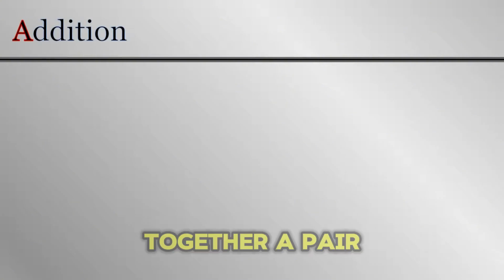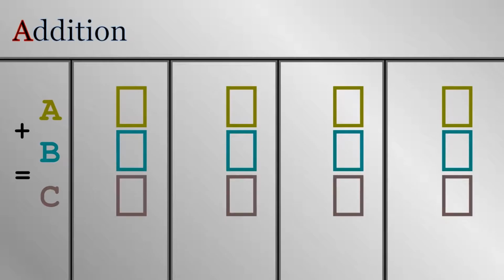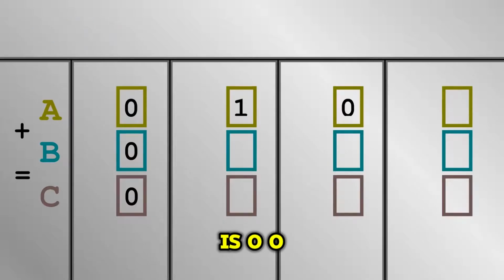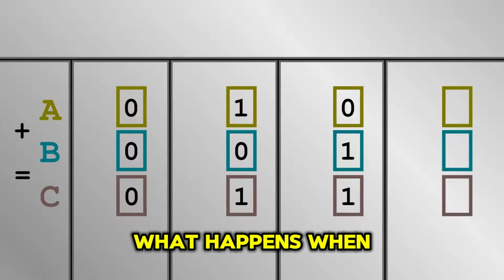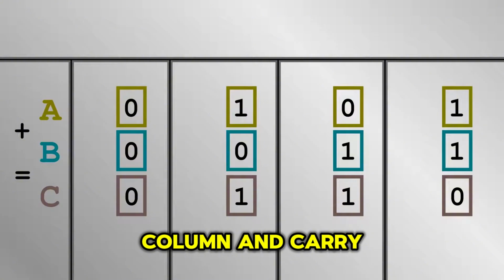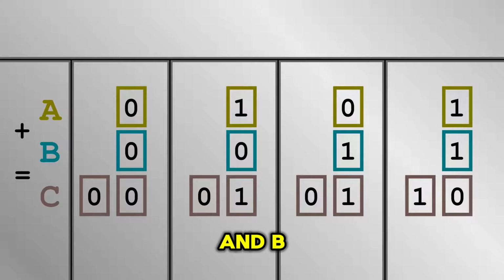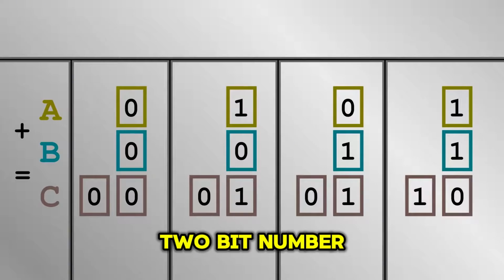Let's consider adding together a pair of 1-bit numbers A and B to get C. 0 plus 0 is 0. 0 plus 1 is 1. What happens when we try to add 1 plus 1 in binary? The same thing as happens when we add 5 plus 5 in regular base 10. There is no digit big enough, so we put a 0 in that column and carry the 1 to the next column. So to guarantee being able to store the result for any possible values of A and B, the result C must be a 2-bit number.